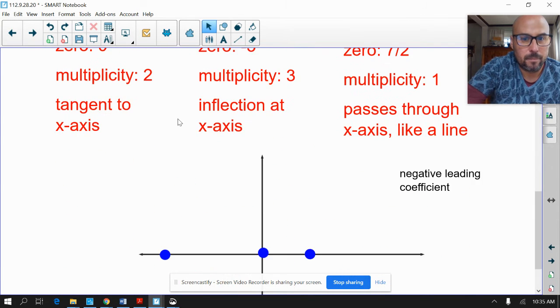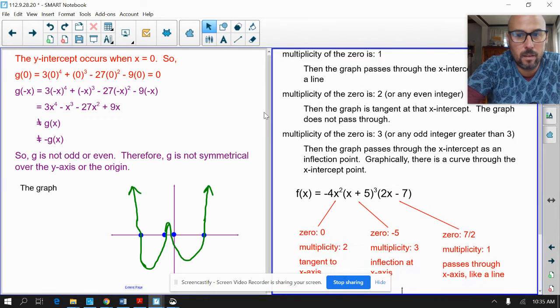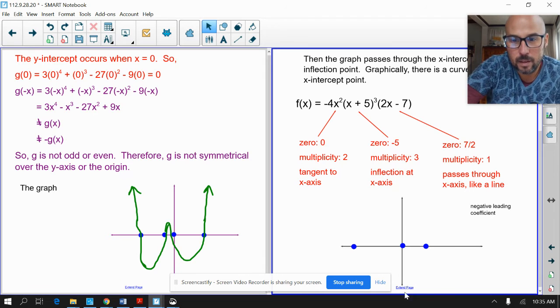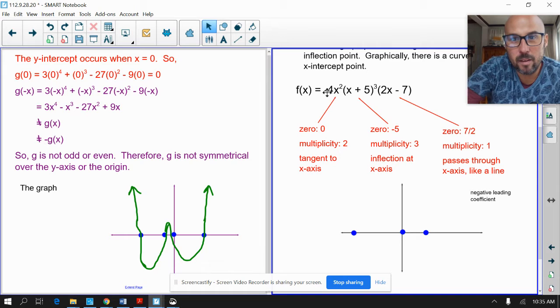Let's see here. So let's graph this. See if I can do a better job. Now remember, the leading coefficient is a negative. If I were to multiply all this out, what would the leading coefficient be? It would be negative 8, because negative 4x squared times this would give me negative 4x to the 5th power, because I'd have to cube this first. And then when I multiply this, that negative 4x to the 5th power would be multiplied by 2x, making it negative 8x to the 6th power.